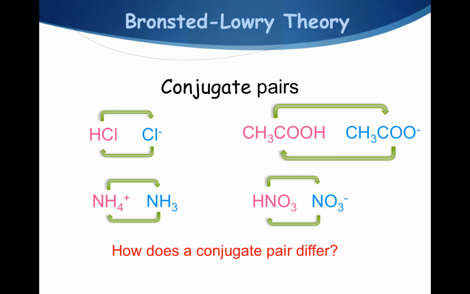It should make sense to you that the Brønsted-Lowry acid will be the substance of the conjugate pair that has the most hydrogens. HCl and Cl negative. HCl is the acid. It has one more hydrogen. HCl has one hydrogen. The chloride ion has none.